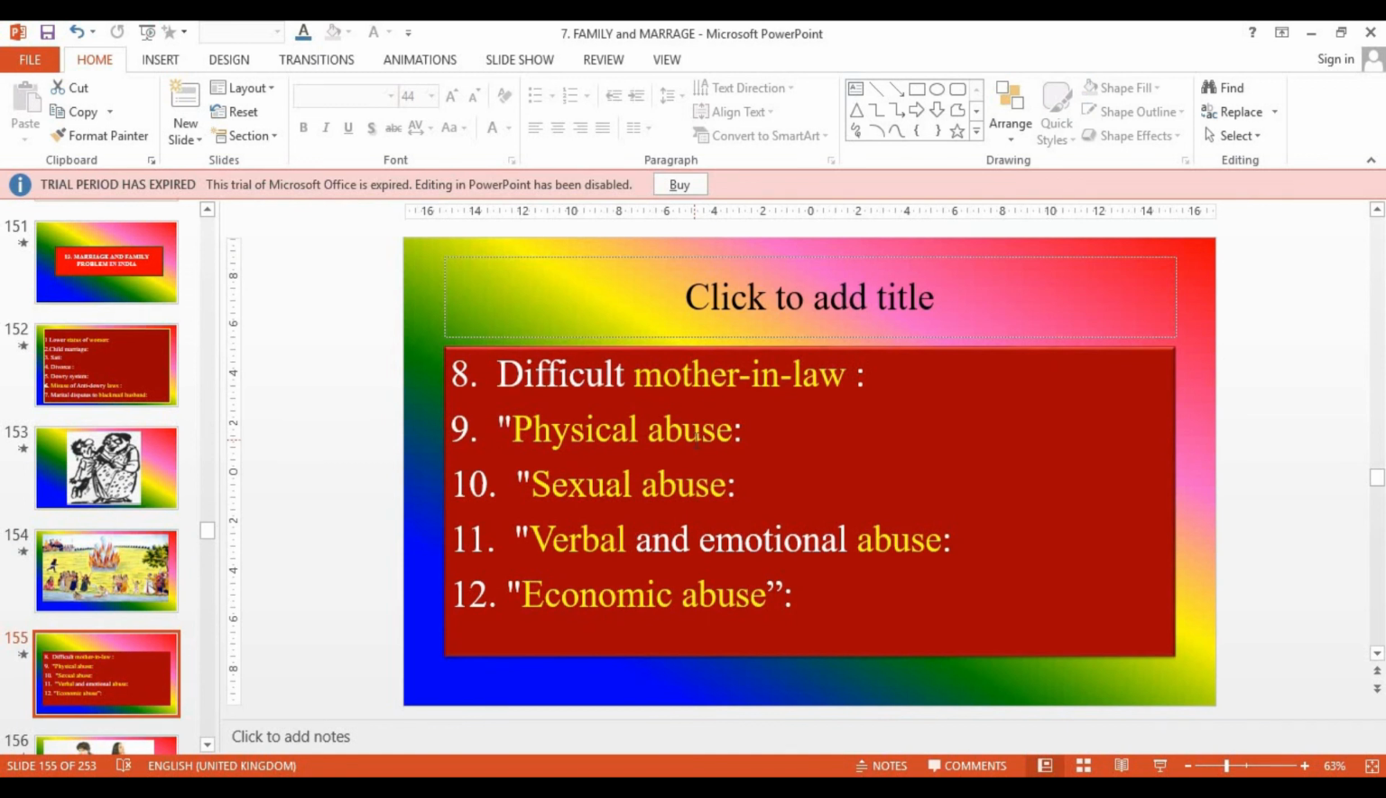Eighth one, difficult mother-in-law. Which means conflict between the new bride and the husband's mother. Mainly due to cultural factors, as I emphasized already, a new bride enters the family. So two families have different cultures. A new culture may cause cultural shock. It is difficult to adopt some cultures, which creates conflict between mother-in-law and new bride.